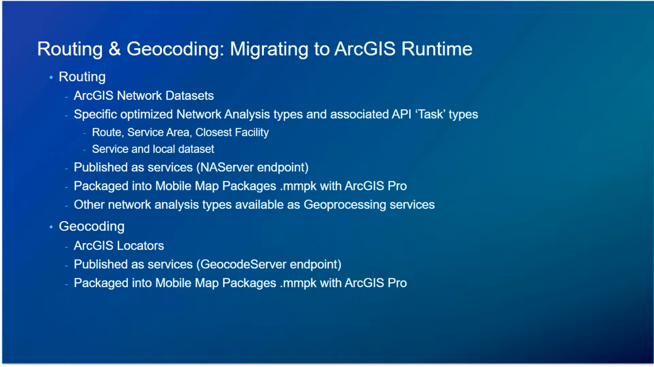And then geocoding, again, works with ArcGIS locators, but these are specific locators that are optimized for use within ArcGIS Runtime. And we support both the classic ArcGIS locator, but also, with the upcoming 100.5 release, support for the new highly optimized locator that's been introduced at ArcGIS Pro 2.3. The locator task that you work with could work against either an online service, in which case it's working against the geocode server endpoint, or it can work against the locators contained within mobile map packages.